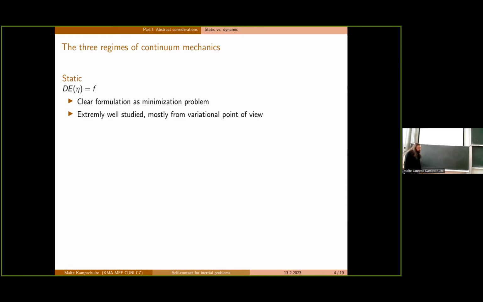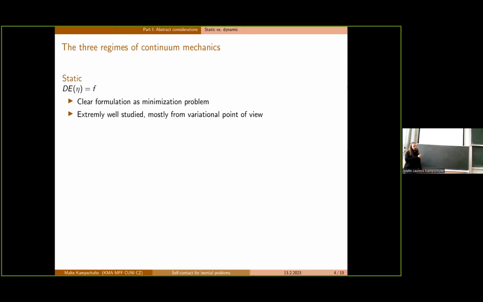Now the second one, what I would call the three regimes of continuum mechanics. First, static: you take your solid, you have some forces on it, and you get it into a minimized configuration. That's the standard example of a minimization problem. It's extremely well studied. You have the clear formulation as a minimization problem, and you usually get some equation. By the way, since I'll be using this a bit, E for me will always be some purely potential energy.